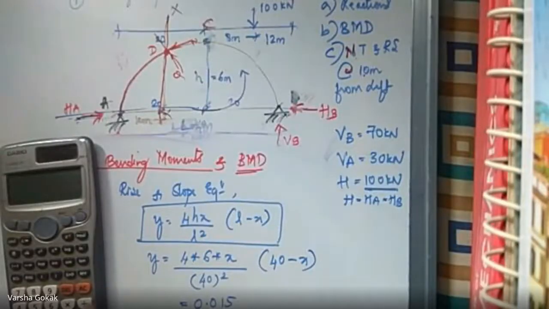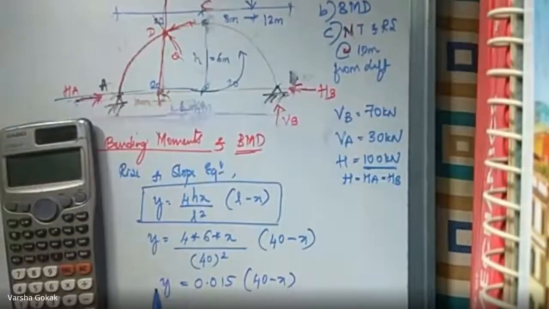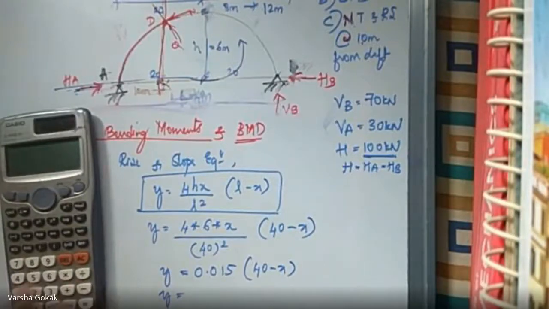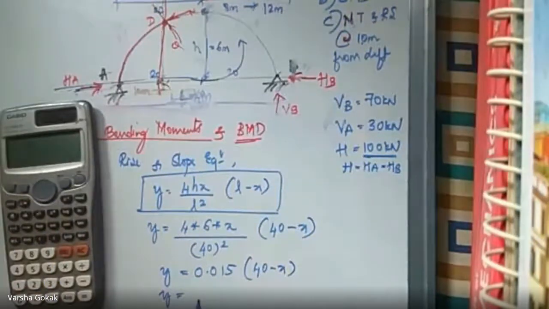Check. Yes, ma'am. Correct, no? 0.015 into 40 minus x I am getting. Y equal to. Okay. Now again I will open this bracket. So this into 40. So it is going to be how much? 0.6. Okay. Minus 0.015 times of x.